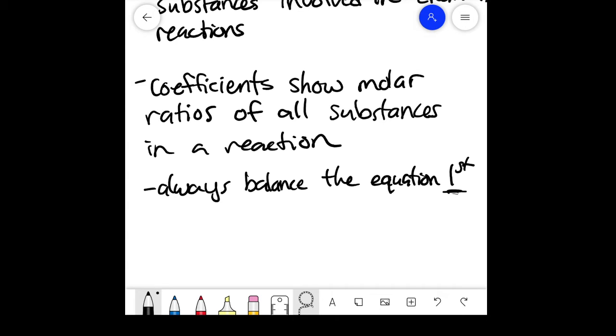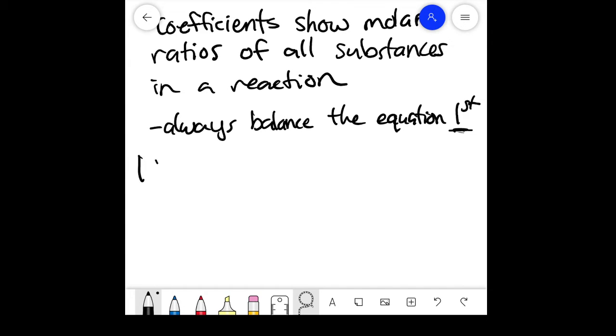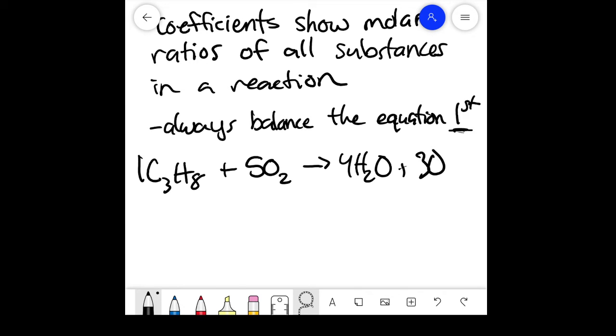Okay, so talking about the coefficients, the molar ratio with the coefficients basically means, so say I have this equation, a combustion equation of C3H8 plus 5O2 leads to 4 waters and 3 carbon dioxides.